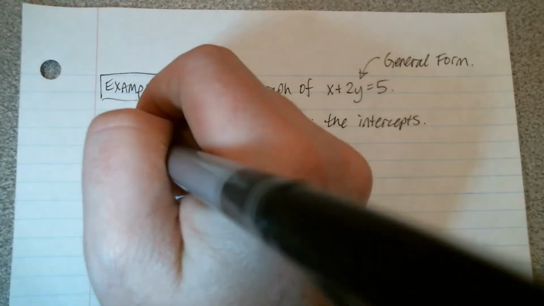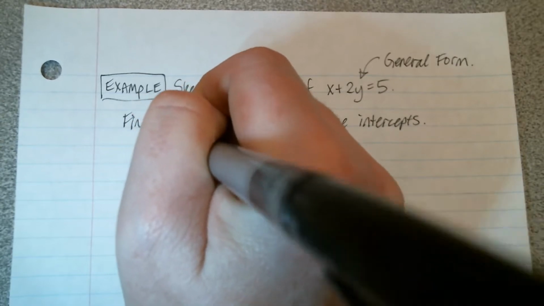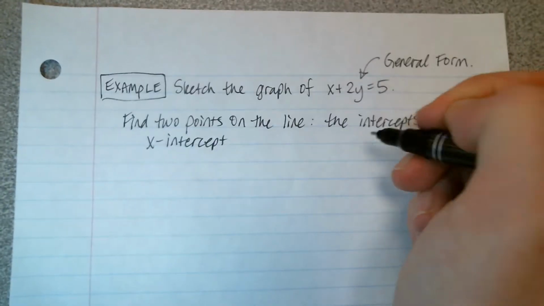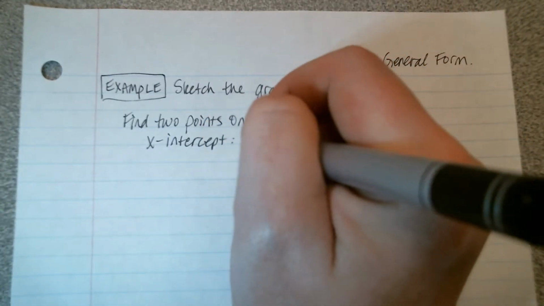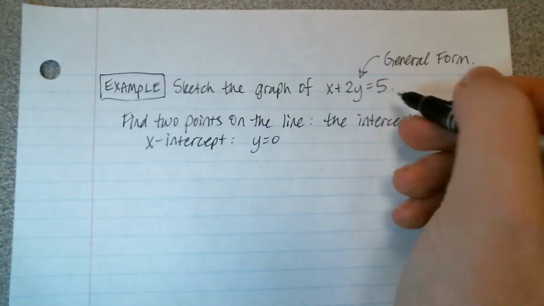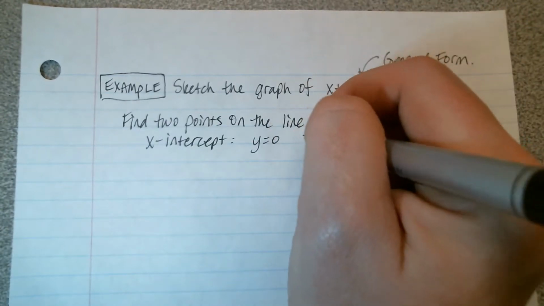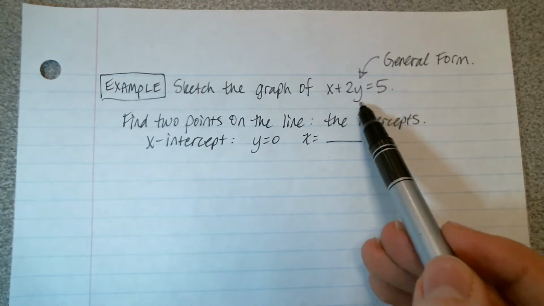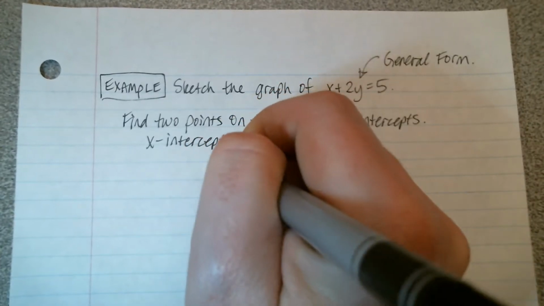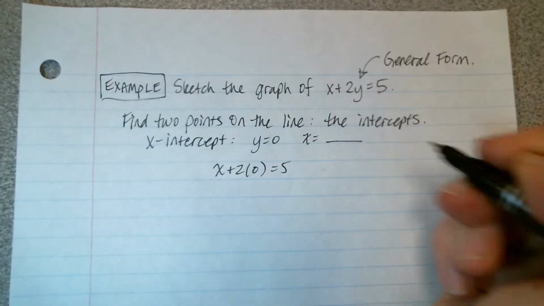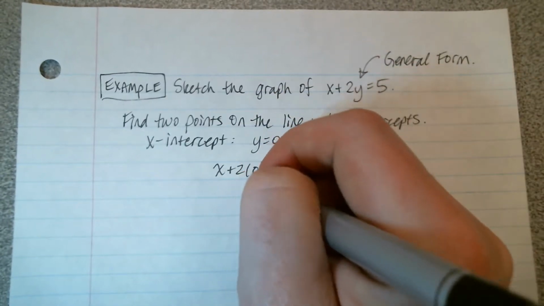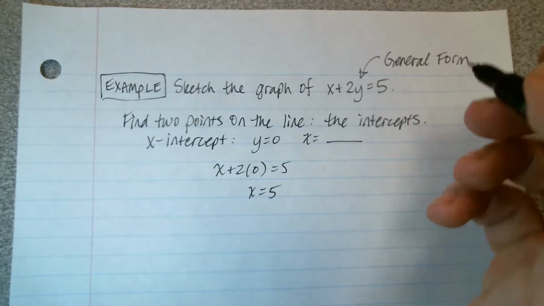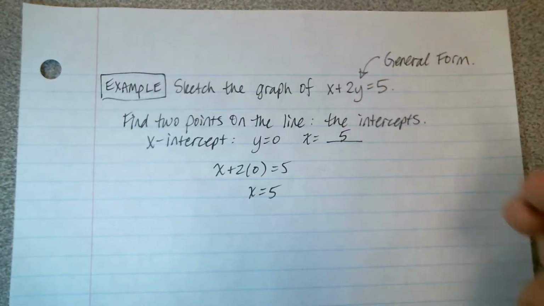So the x-intercept, if you remember from a previous video, can be found by substituting in y equals 0 into the equation and then solving for x. So I'm going to do that here. I'm going to replace y with 0, and that tells me that x is 5. So the x-intercept is 5.